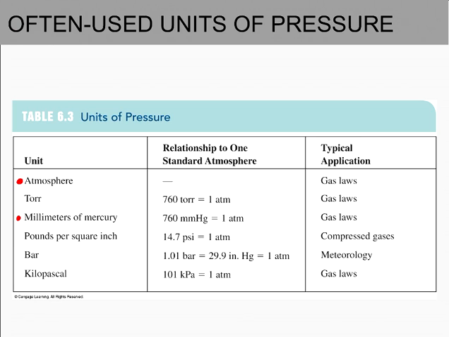And then here in America, we tend to use pounds per square inch. So 1 atmosphere of pressure is equal to 14.7 pounds per square inch, or PSI. There's also the unit of bar. So 1 atmosphere is equal to 1.01 bar. So they're essentially equivalent. And then there's also kilopascals. So for every 1 atmosphere of pressure, there's 101 kilopascals of pressure.